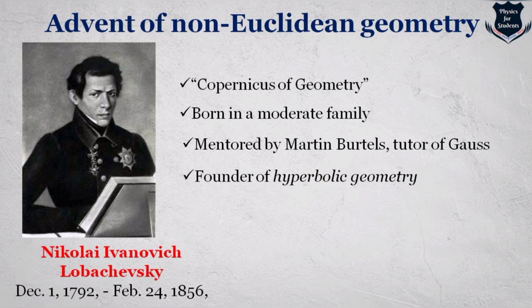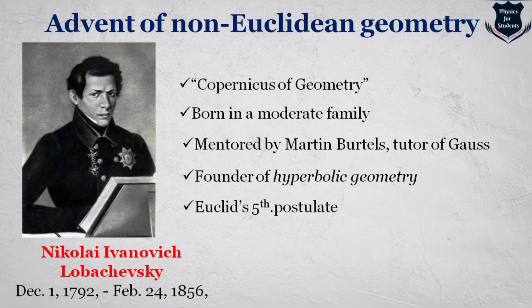He is the founder of hyperbolic geometry, and he worked at Kazan University. He received a Master's in Science and Mathematics, and he worked on Euclid's fifth postulate. Now, for years, mathematicians had been trying to deduce Euclid's postulate from other axioms, but Lobachevsky created a geometry in which the fifth postulate is not true.